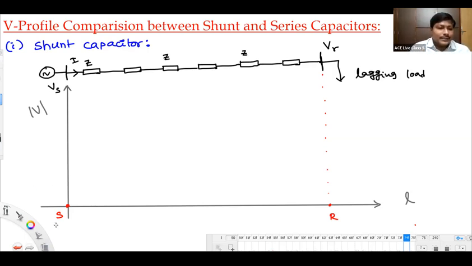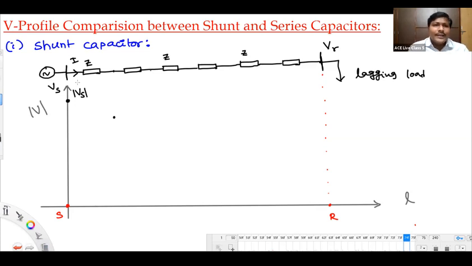Next, listen. All of you stop writing. This is the sending end voltage magnitude, mod Vs. If you find the voltage at this place, it is Vs minus I into Z. So that voltage will definitely be low compared to the Vs value.